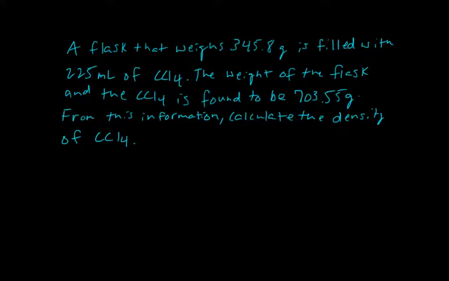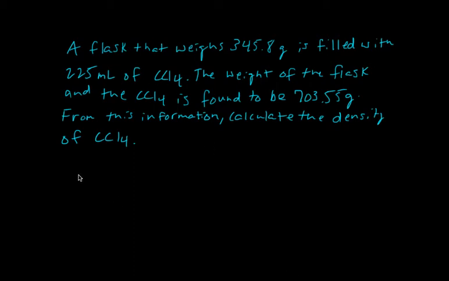So here is a question that says a flask that weighs 345.8 grams is filled with 225 milliliters of CCl4. This is carbon tetrachloride. The weight of the flask and of the carbon tetrachloride is found to be 703.55 grams. From this information, calculate the density of the carbon tetrachloride.